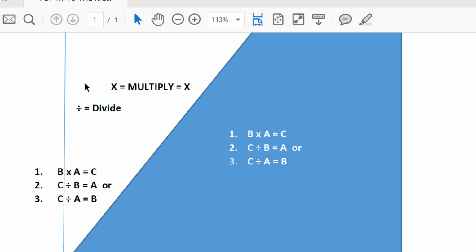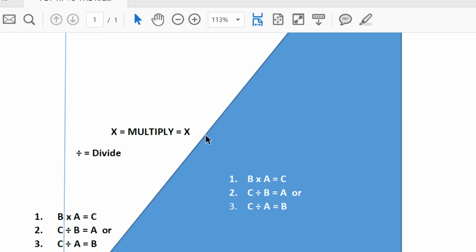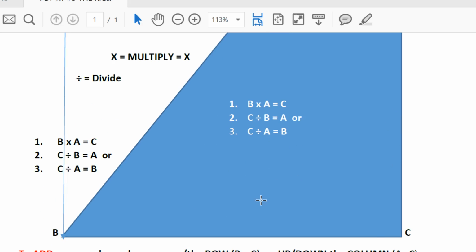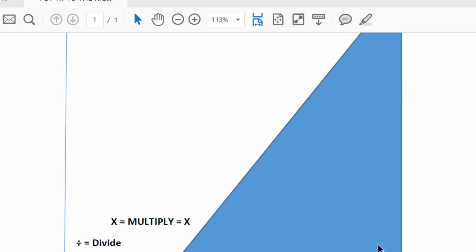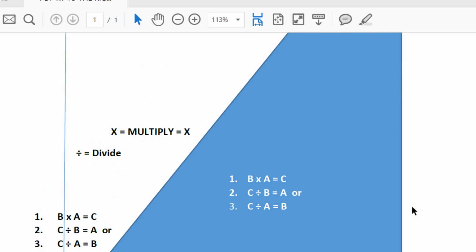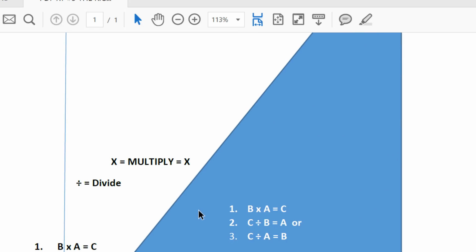It could be at any space or line along any row, along the column. For subtraction, you go backwards along the row. For addition, you go forward along the row. For division, you go to the cell and divide. B divided into C gives A, or C divided by A gives you B.